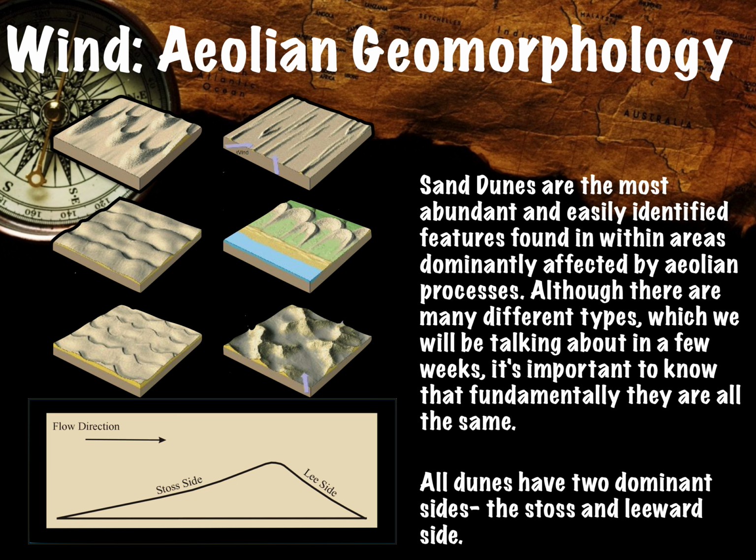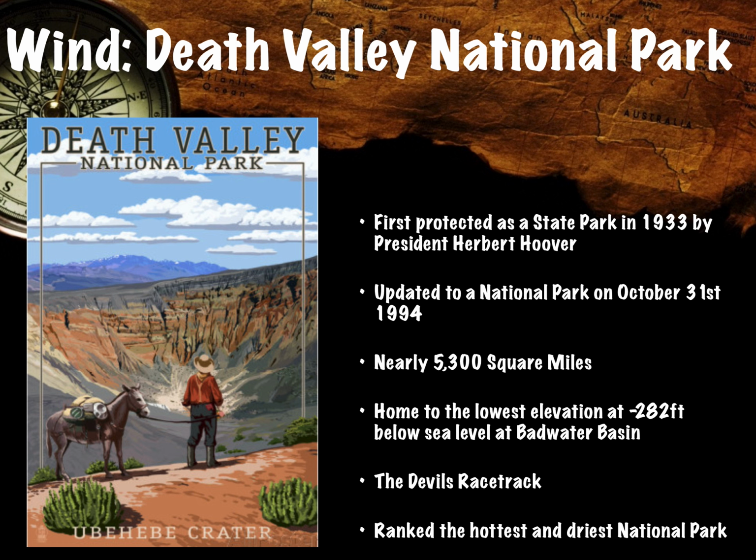Now, to put this in perspective of a location you might be familiar with, what about Death Valley National Park? Not necessarily going to be on the exam, but just to kind of put things in perspective. What's interesting about Death Valley National Park is it's within the greater Mojave Desert. It was first protected as a state park in 1933 by President Herbert Hoover, but it wasn't made into a formal national park until October 31st of 1994. It is unbelievably massive, over 5,300 square miles, and is also home to the lowest elevation at negative 282 feet below sea level. That means it's 282 feet below where the ocean is on the beach.